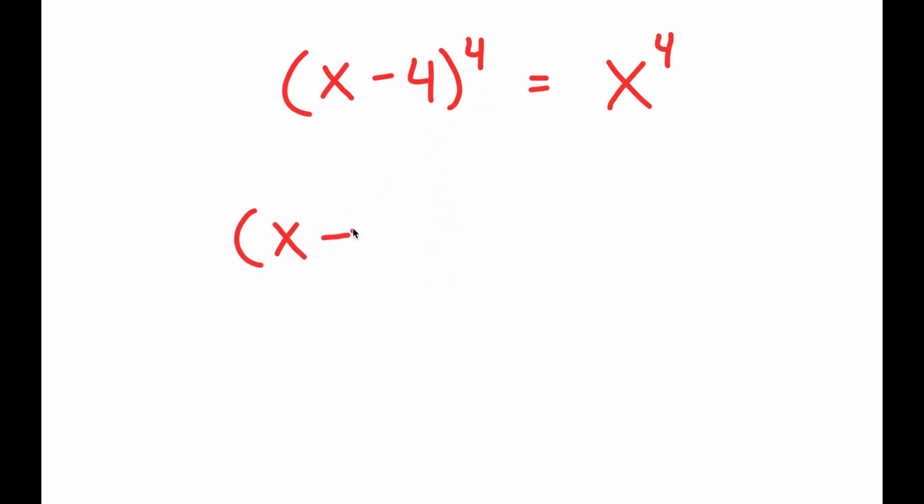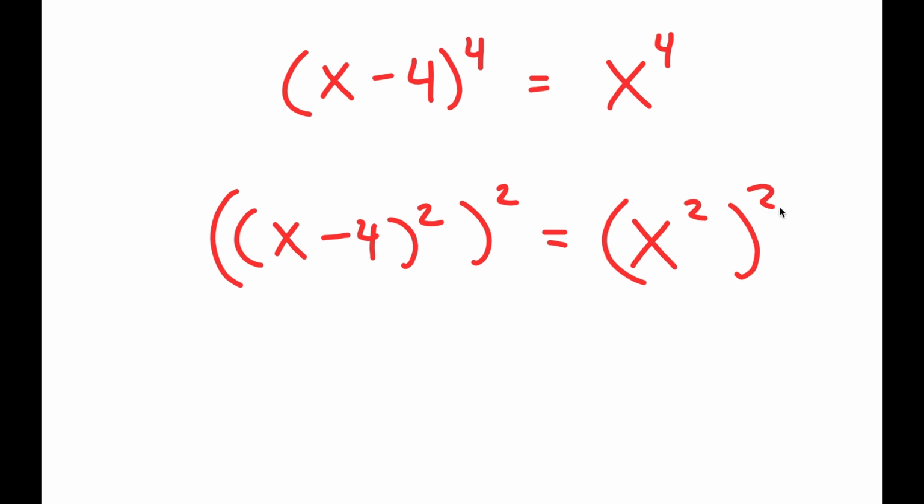Alright, so in this video, I'm going to solve the problem (x minus 4) to the power of 4 is equal to x to the power of 4. So to solve this, I'm going to first start by rewriting this as ((x minus 4) squared) to the power of 2 is equal to (x to the power of 2) to the power of 2.